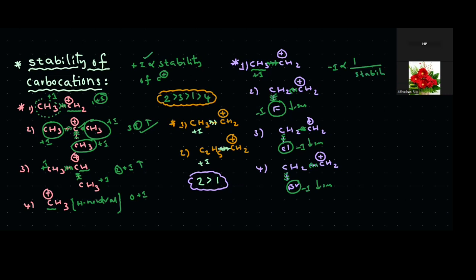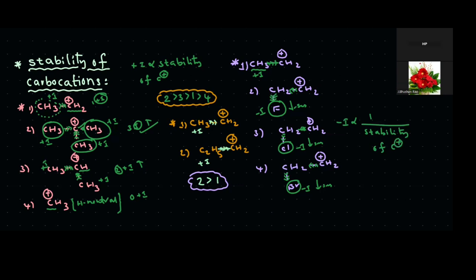So it is an inverse relation with the stability. Minus I, here only I will write. The minus I group has an inverse relation with the stability of the carbocation. So because of this reason, the second, third, and fourth groups are less stable than the first one.